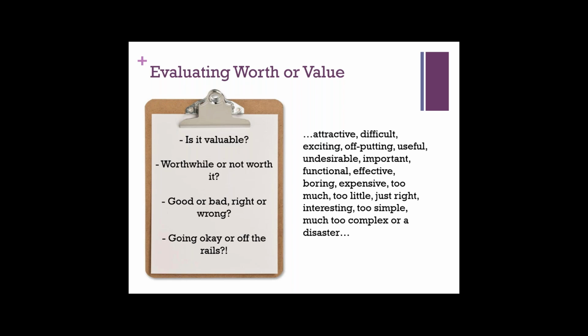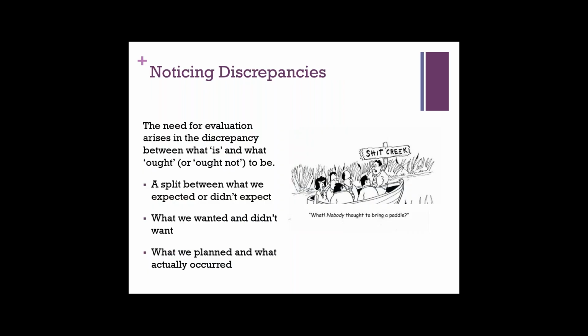And then I'll go back and, as I take those few minutes to conceptualize what my goals were and whether I met them or not, I can make those small adjustments. Part of this process is the willingness to notice discrepancies and the ability to do so. Sometimes the need for evaluation arises in the discrepancy between what currently is and what we think should be or ought not to be.